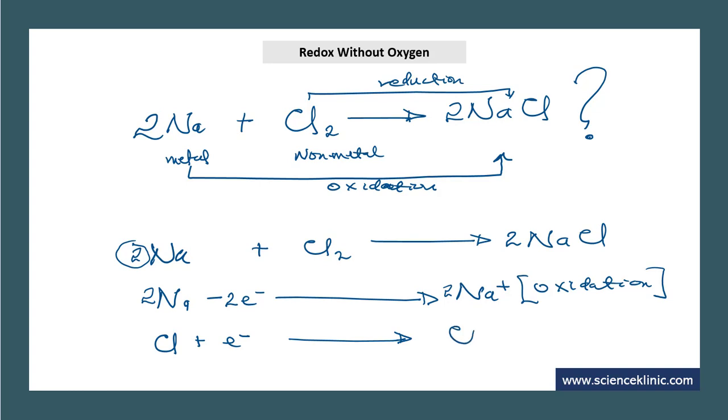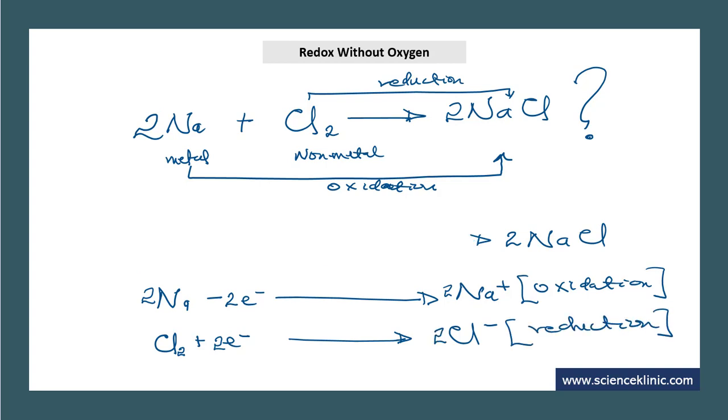And for the chlorine side, it will gain the electron lost by sodium to form chloride. And then, of course, because there are 2 chlorine atoms, we are going to multiply this one by 2 at the same time. And this is reduction. So we can see that redox reaction has happened without the presence of oxygen. We've been able to establish oxidation and reduction without oxygen being present.